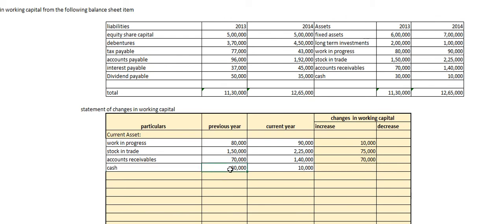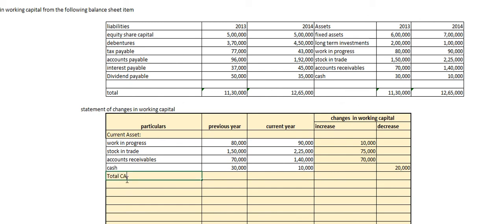Cash, if you see, last year it is 30,000, the current year it is 10,000, which has decreased. So when current assets decrease, you show it in your decrease column. What is the decrease? 30,000 minus 10,000, you get 20,000. So that is all a part of your current assets.